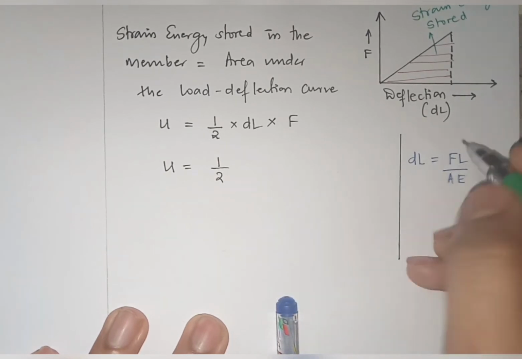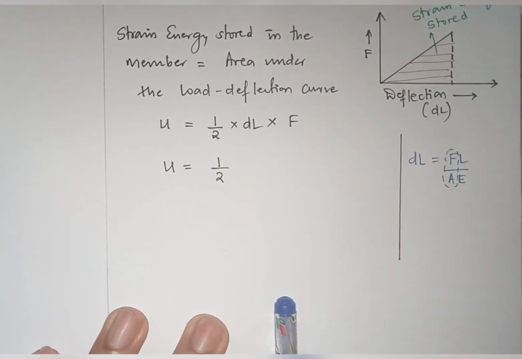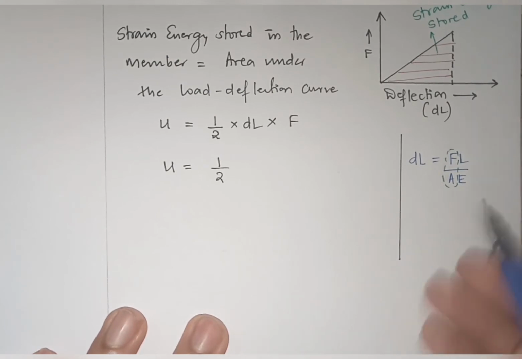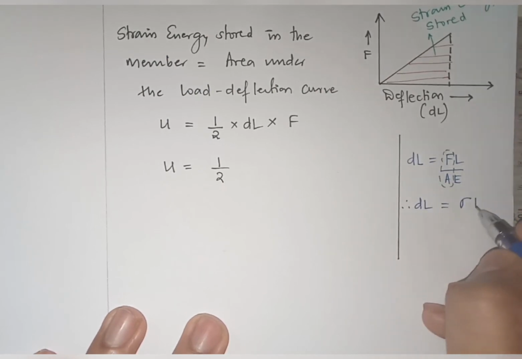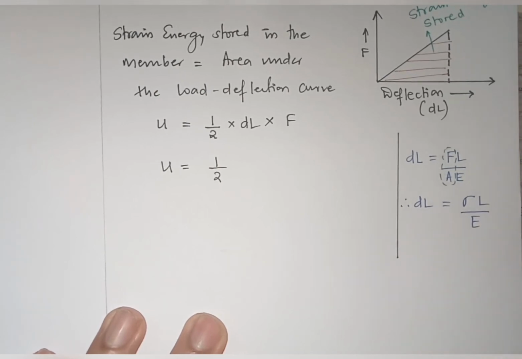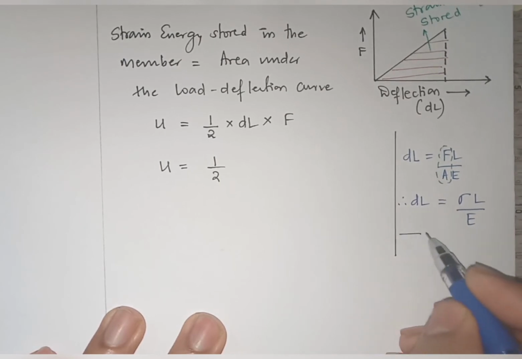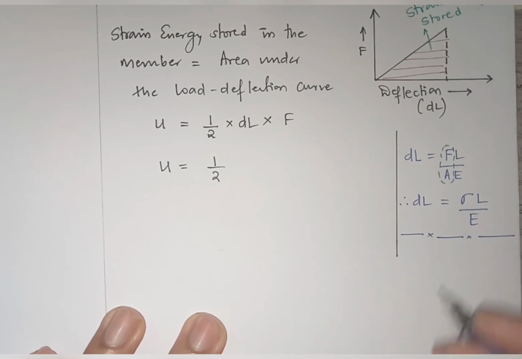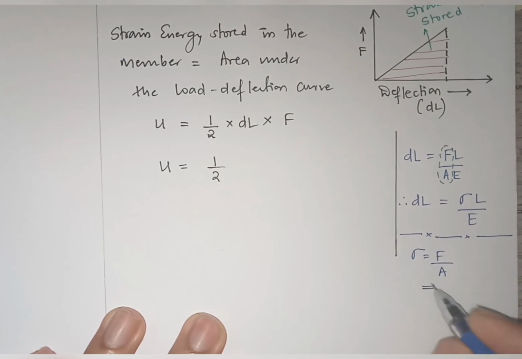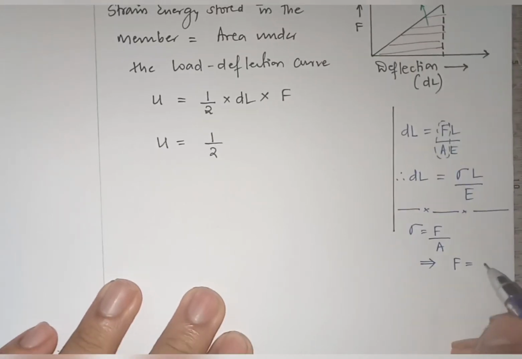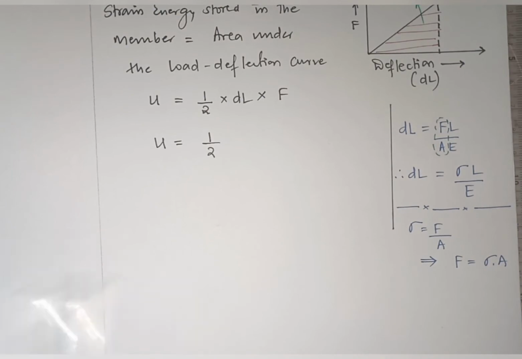Right? Now I'll be asking you one question. What is this F by A? What could it be? It is nothing but load divided by area, so it is stress. Therefore dl is equal to F by A, that is sigma, into L divided by E. That was one term. Now we know that sigma is equal to F divided by A. So this implies F is equal to sigma into A. Right? I hope you agree with these two expressions.